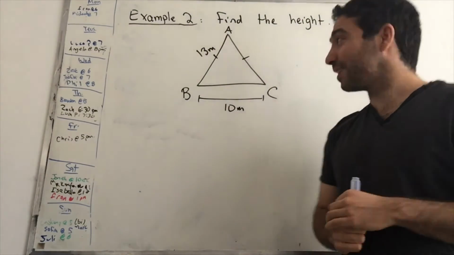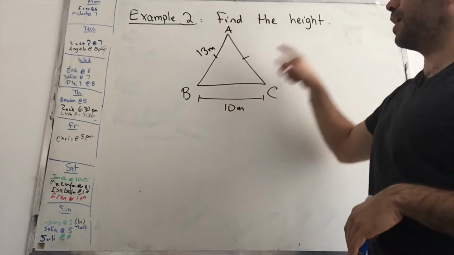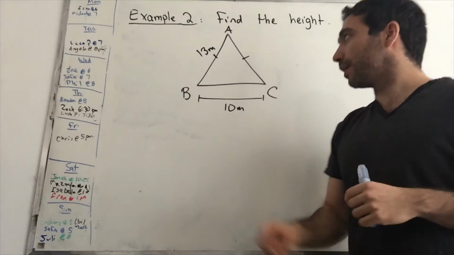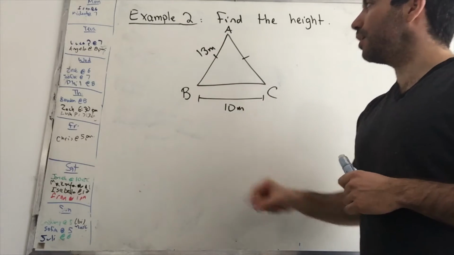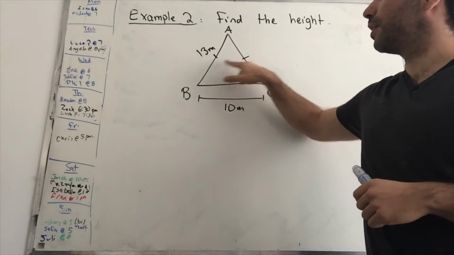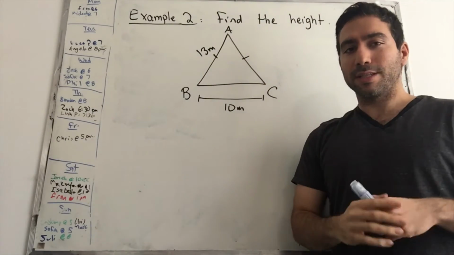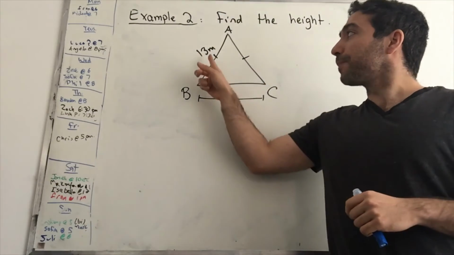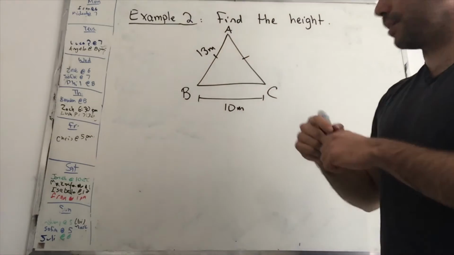Hey everyone, welcome back. Let's keep going with another example. So in this example, it's asking us to find the height of this triangle. Okay, so we know the left side here is 13, we know the base is 10, and we have these little tick marks. These little tick marks mean that this side here is the same as this side. In other words, this is an isosceles triangle where two sides are the same. So if this left side here is 13, the right side here is also 13.